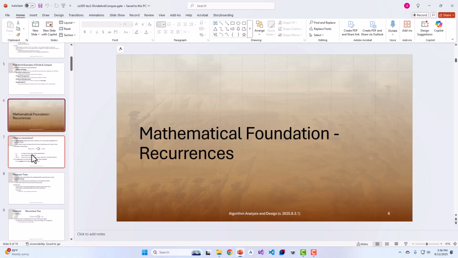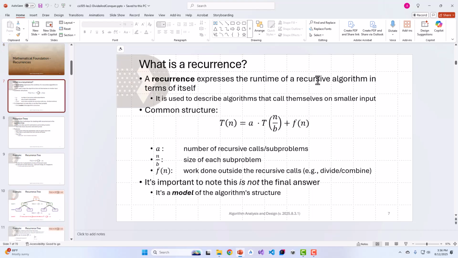So we need some mathematical foundations in order to solve recurrences, recurrence relations. A recurrence or recurrence relation expresses the runtime of a recursive algorithm in terms of itself. We've already done some asymptotic analysis on non-recursive algorithms before. But you have to use some special techniques sometimes when recursion's involved because it can get complex and it's not always immediately obvious how you're supposed to tackle those. These are used to describe algorithms that call themselves on smaller input. A common structure, as I indicated before, is that T(n) is a times T(n/b) plus f(n).